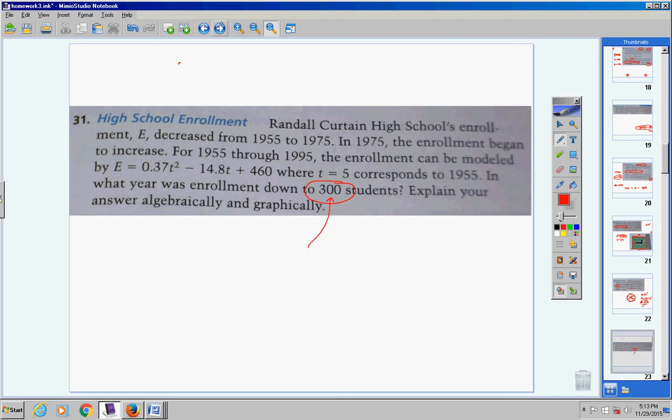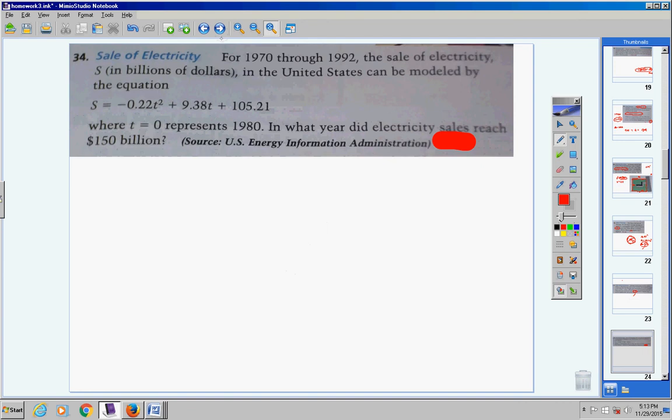Alright, moving on to our last problem, finally, number 34. We've done a lot of these, probably getting a little boring, but it's our last one. Here we go. From 70 to 92, the sale of electricity in billions of dollars can be modeled by this. T equals 0 represents 1980. S is in billions. Don't miss that. S is in billions. In what year did electricity sales reach 150 billion?